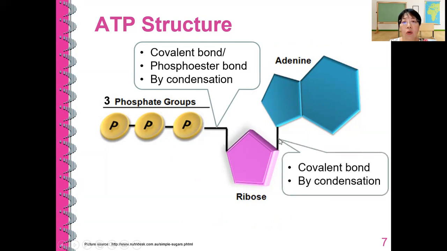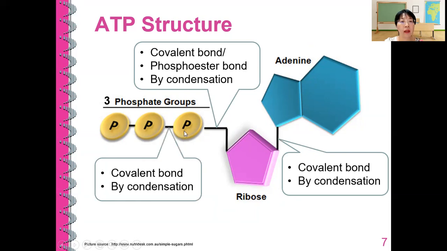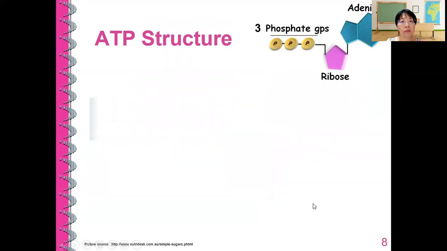Okay, and over here is also a covalent bond, formed by condensation. So both of them are formed by condensation, which means you remove water when you join subunits together. This one is also a covalent bond, also formed by condensation. So all the bonds here are formed by condensation.